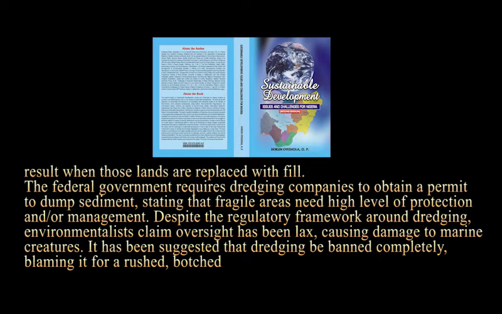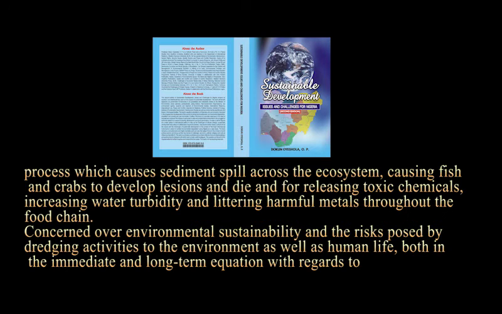The federal government requires dredging companies to obtain a permit to dump sediment, stating that fragile areas need a high level of protection and/or management. Despite the regulatory framework around dredging, environmentalists claim oversight has been lax, causing damage to marine creatures. It has been suggested that dredging be banned completely, blaming it for a rushed, botched process which causes sediment to spill across the ecosystem, causing fish and crabs to develop lesions and die, releasing toxic chemicals, increasing water turbidity and littering harmful metals throughout the food chain.